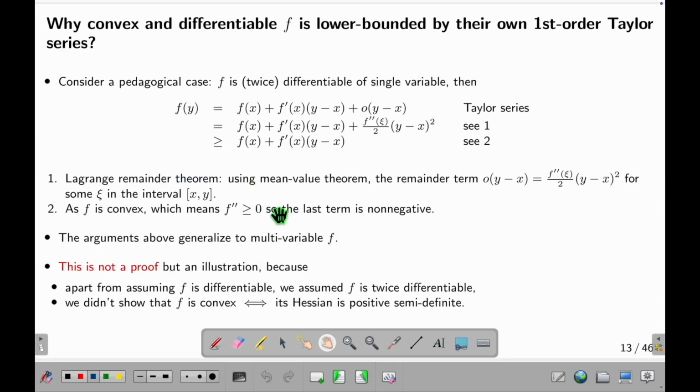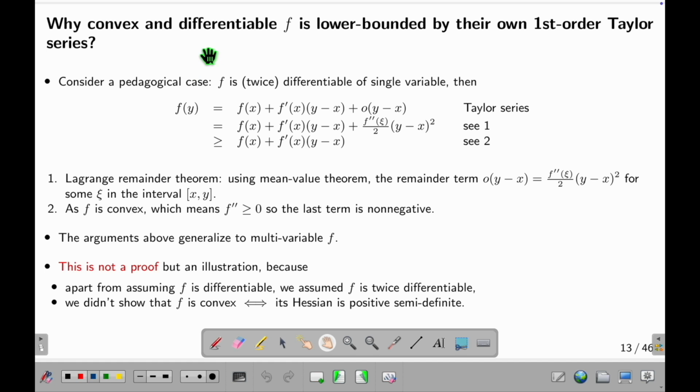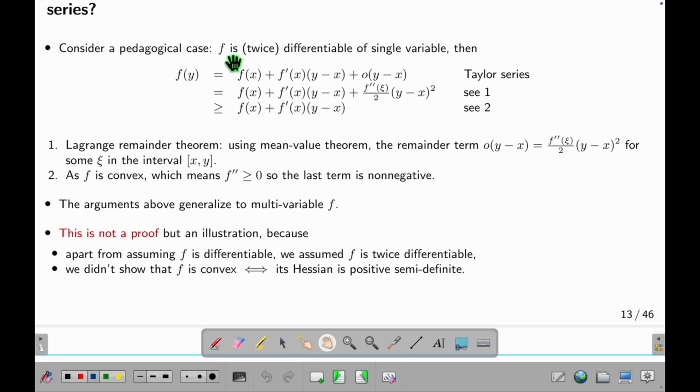Okay? And then you may ask, why, for convex differentiable f, do you have this? I just explained to you why this is true, right? Now here's another explanation. Suppose f is twice differentiable and we just consider the one-dimensional problem. So this is the Taylor series, right? Then by the Lagrange remainder theorem, this thing equals something like this for a middle point theta somewhere between x and y. We don't care where it is.